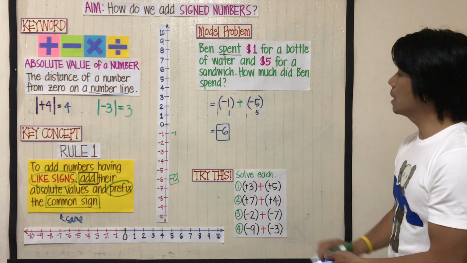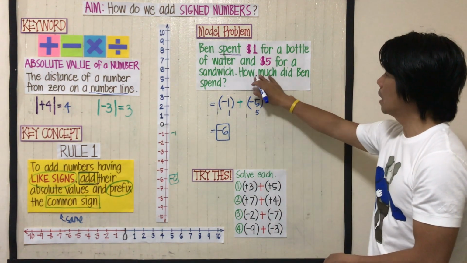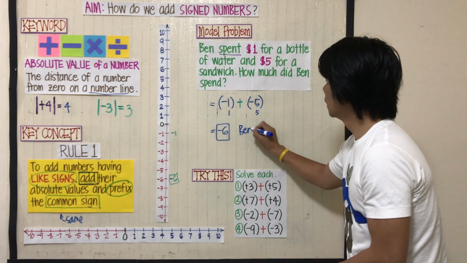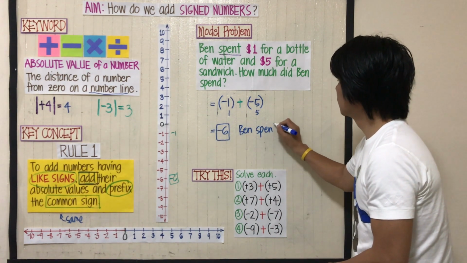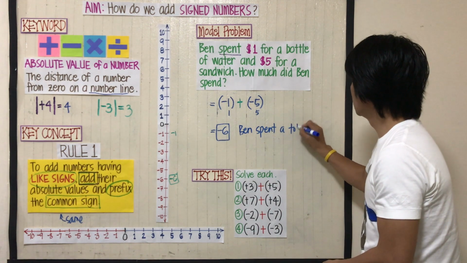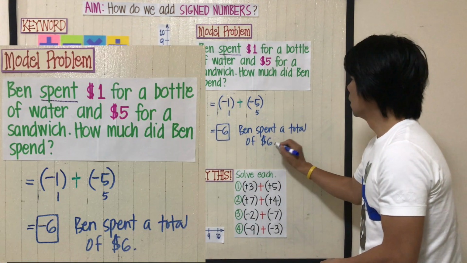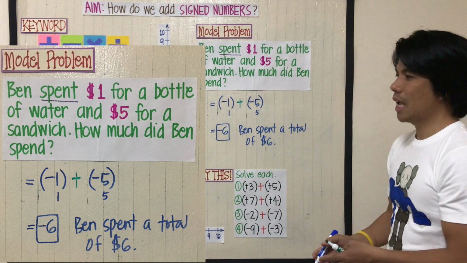Now what is the meaning of this number in the context of the problem? So Ben spent a total of $6 for a bottle of water and sandwich.